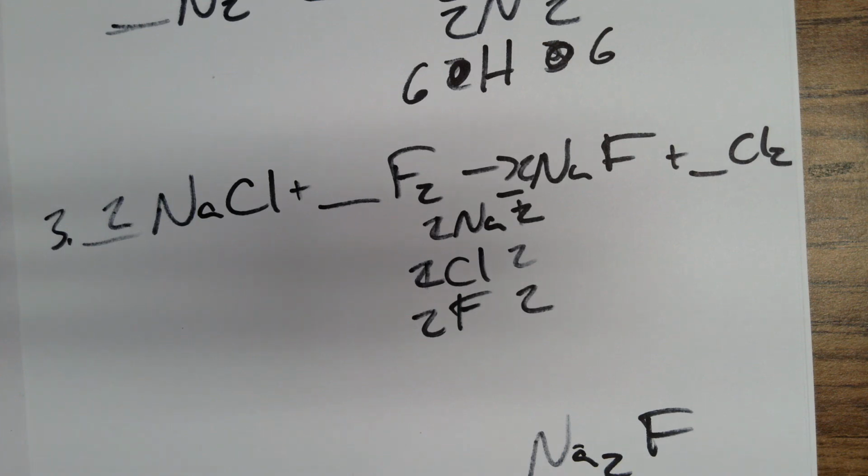That's why I don't put the coefficient 2 and go Na2. That formula is going to stay the same. I just need 2 of those molecules and 2 sodium chloride molecules, 1 fluorine gas molecule, 1 chlorine gas molecule. The formula doesn't change. I'm just adding a coefficient, a term you picked up in Algebra 1.